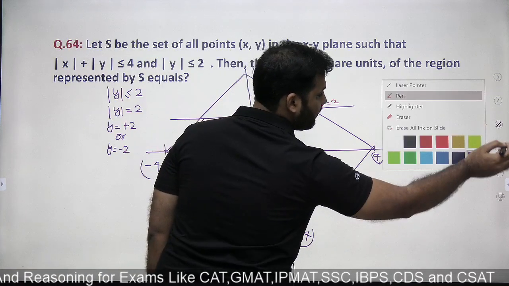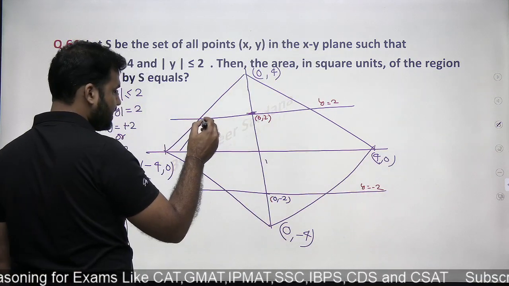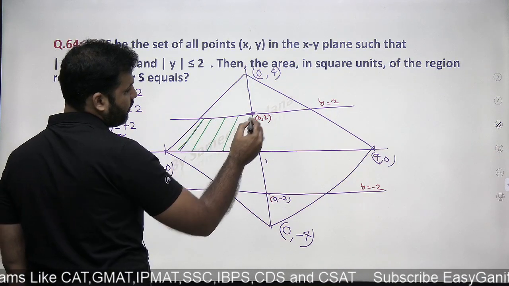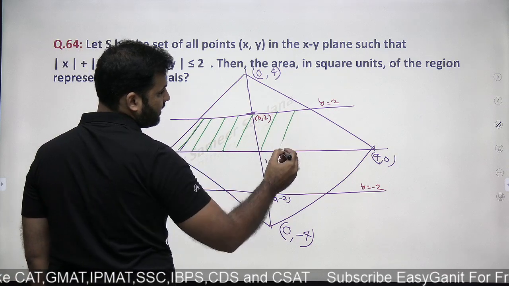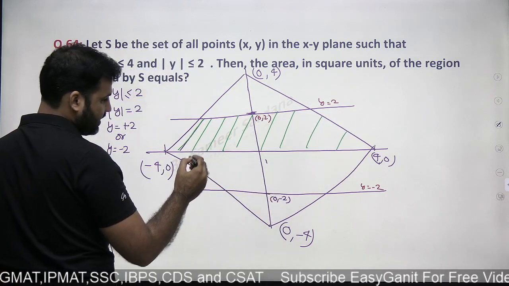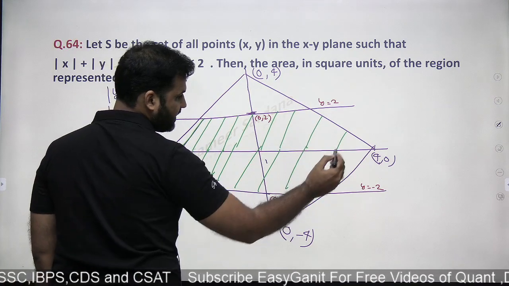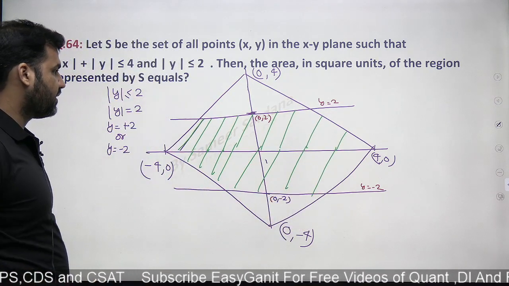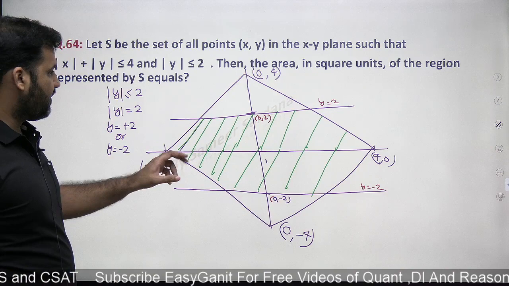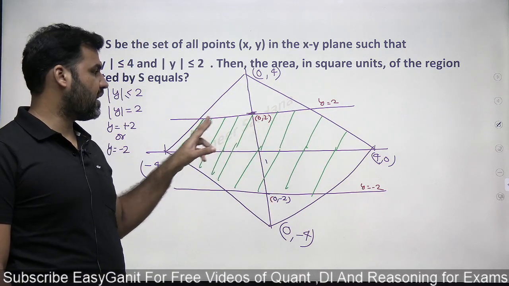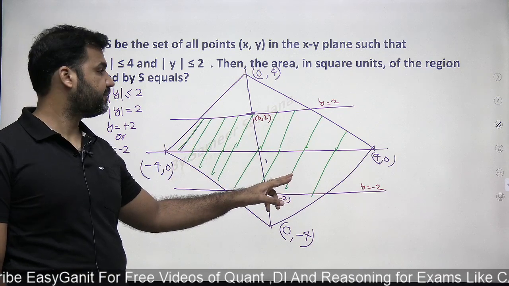Let me show you with a different color. So this is the region I want. This is the area that I want. Right? This is the region I have to find out. This is the area I want to find out. How do you find out that? You see that if I find out the area of this one region, I can multiply it with 4 to get the total area.